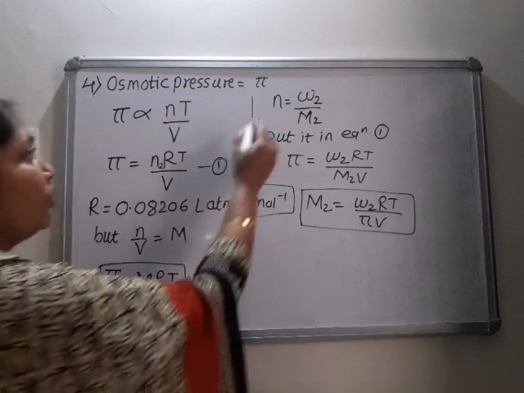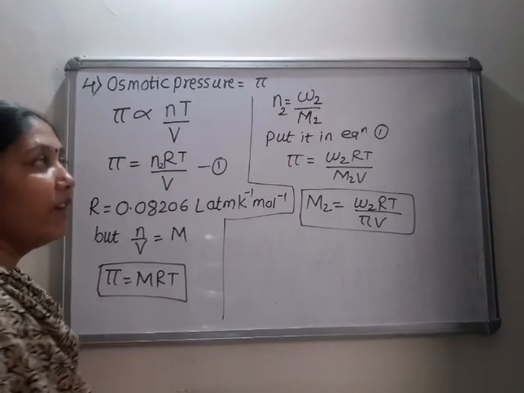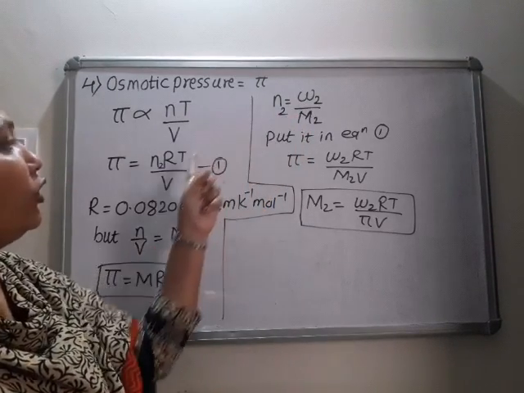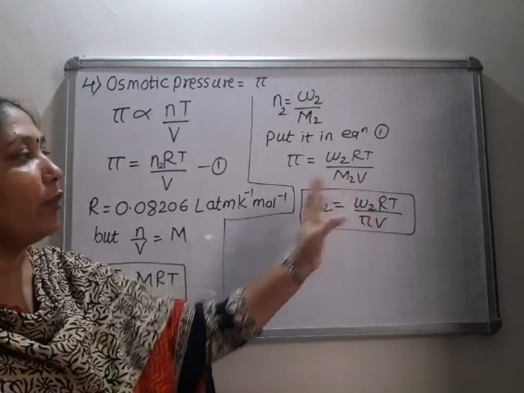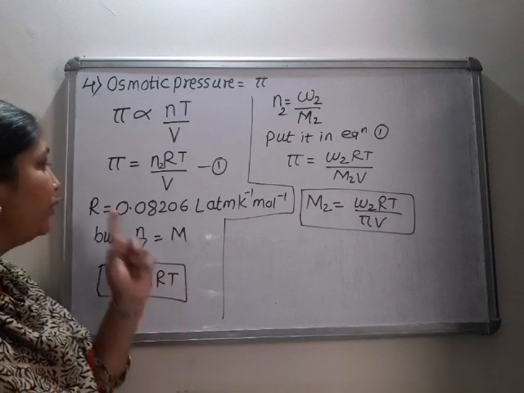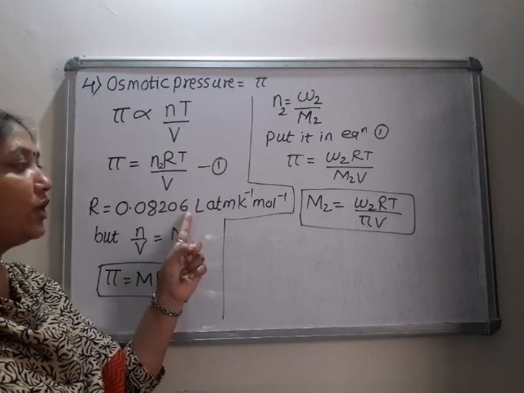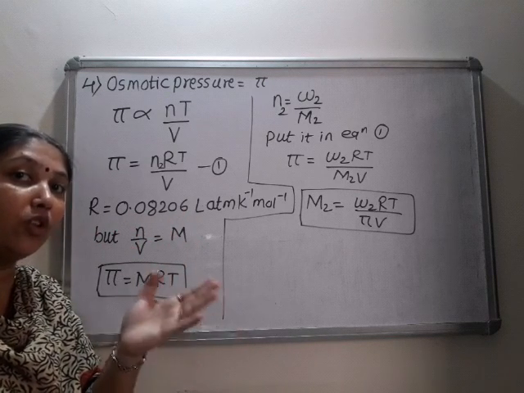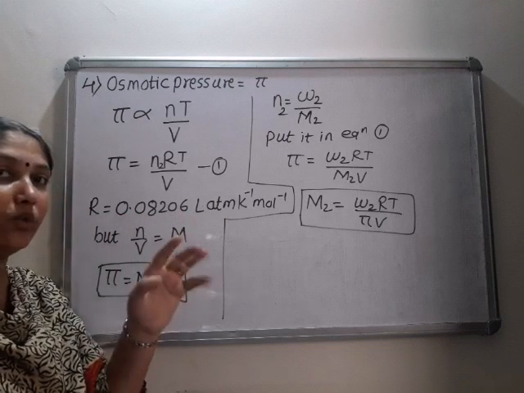So we get n2 is equal to W2 upon M2, weight of solute upon molar mass of solute. Okay. And put this value of n2 in this equation, we get pi is equal to W2RT upon M2V. So M2 is equal to W2RT upon pi V. And what is the value of R? R is 0.08206. The value of R to be used to solve numericals of this chapter must be 0.08206.